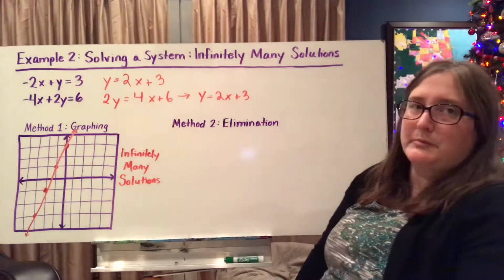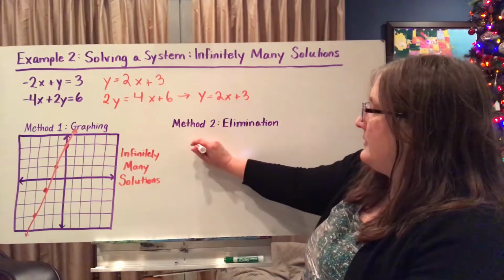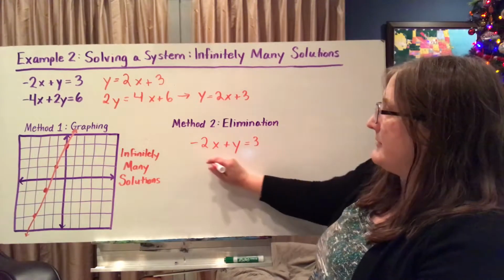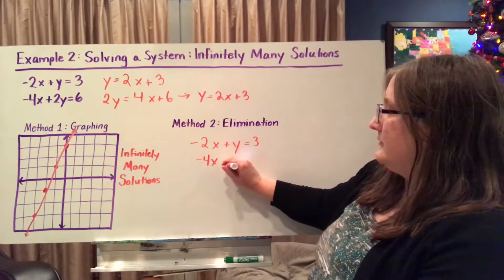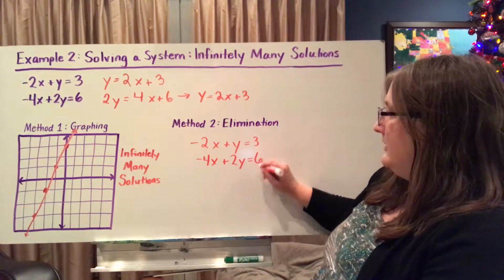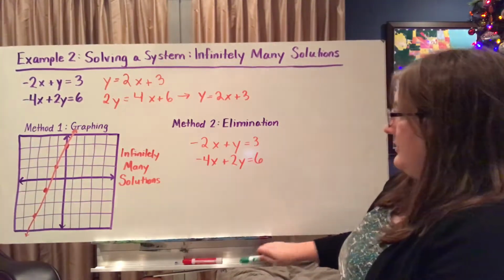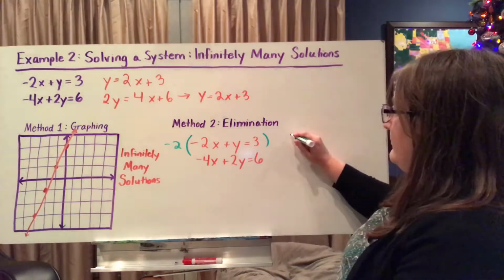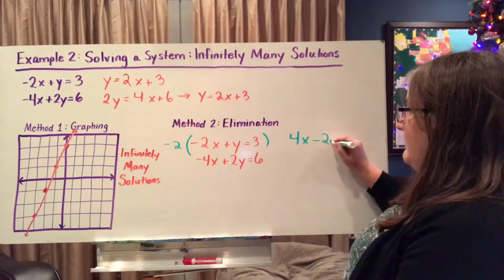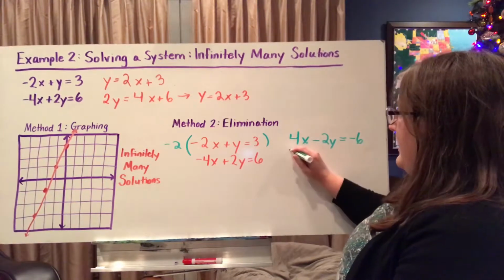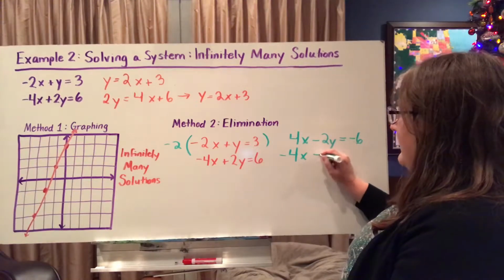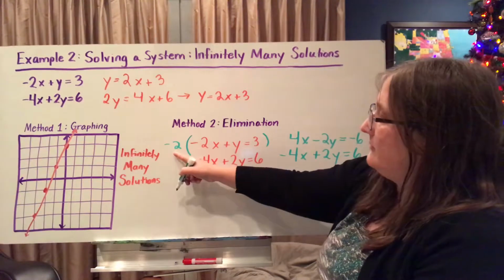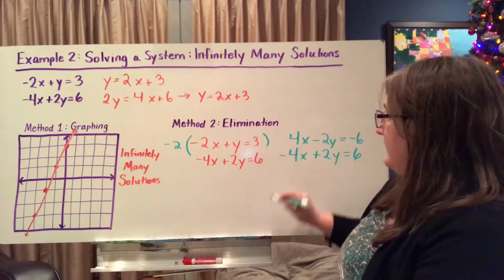So let's also see how we would solve a problem like this using elimination. So I've got my two equations. I want to be able to eliminate one of my variables. So what I'm going to do is multiply this top set here by -2, which is going to give me 4x minus 2y equals -6. And the reason I chose that was because I want to eliminate a variable, and I was thinking if I multiply this by -2, I'll get positive 4x, and -4x will cancel out.